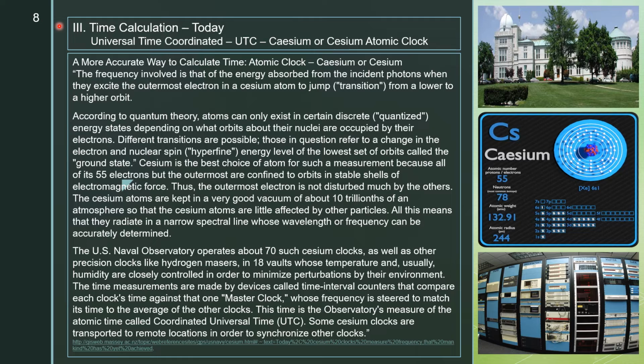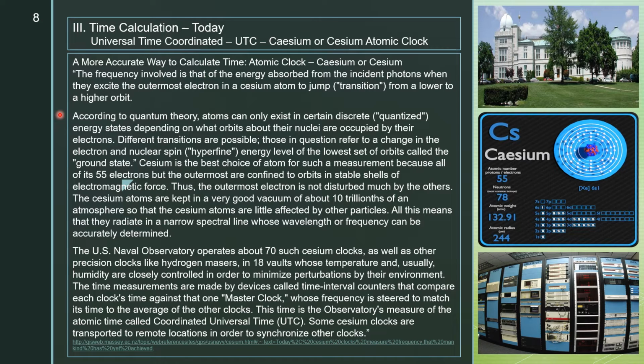Section 3. Time calculation. Today, Universal Time Coordinated, UTC, uses the cesium atomic clock, a more accurate way to calculate time. The frequency involved is that of the energy absorbed from the incident photons when they excite the outermost electron in a cesium atom to jump or transition from a lower to a higher orbit.